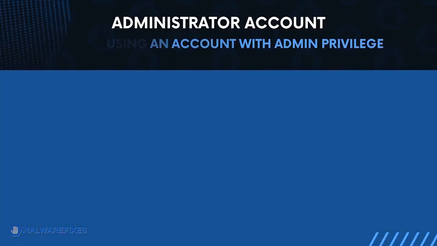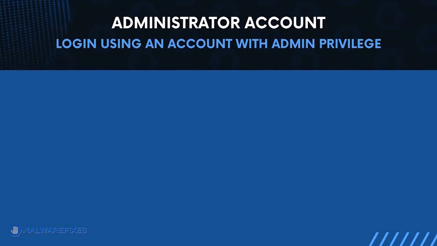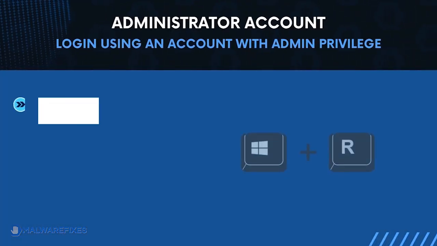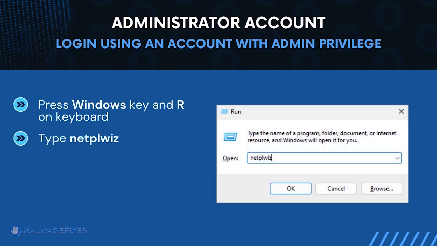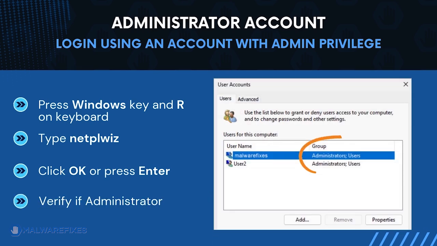Before we begin, make sure that you are logging in with an administrator account. To check for this, press Windows key and R on your keyboard. Then type netplwiz in the field. Click OK or press Enter on your keyboard. The user accounts window will display. It will show if the current account is an administrator. After confirming that your account is an admin, we can now proceed to the procedures.